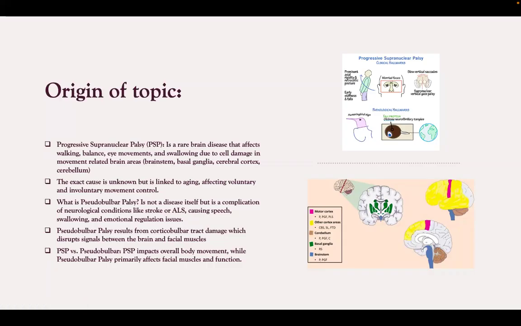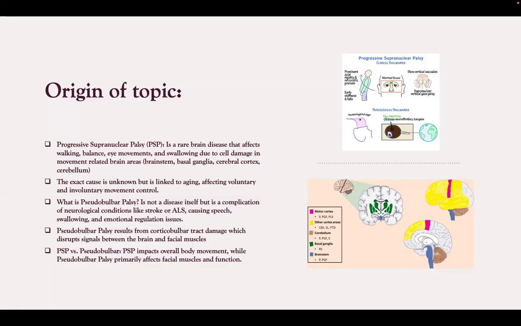Progressive supranuclear palsy is a rare brain disease that affects walking, balance, eye movements, and swallowing. This disease results from damaged cells in the areas of the brain that control body movement, coordination, and thinking. These areas of the brain include the brainstem, basal ganglia, cerebral cortex, and the cerebellum. These are all areas of the brain that control voluntary and involuntary movement, like previously mentioned.